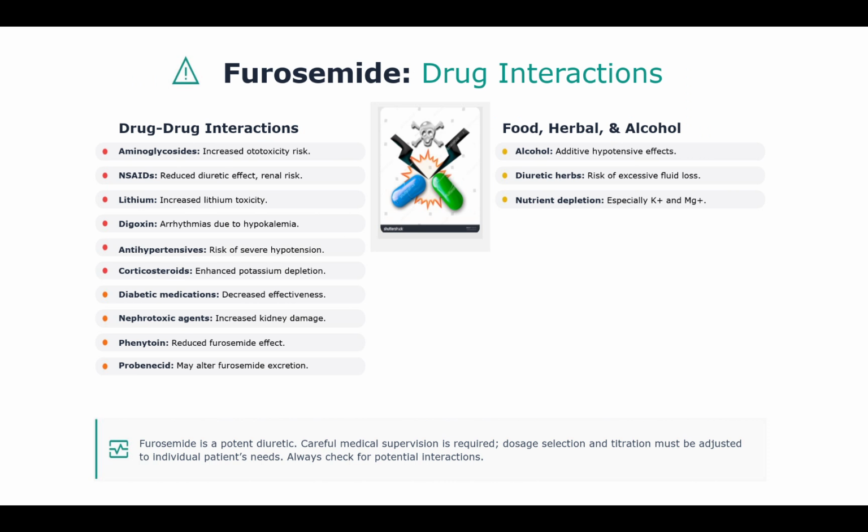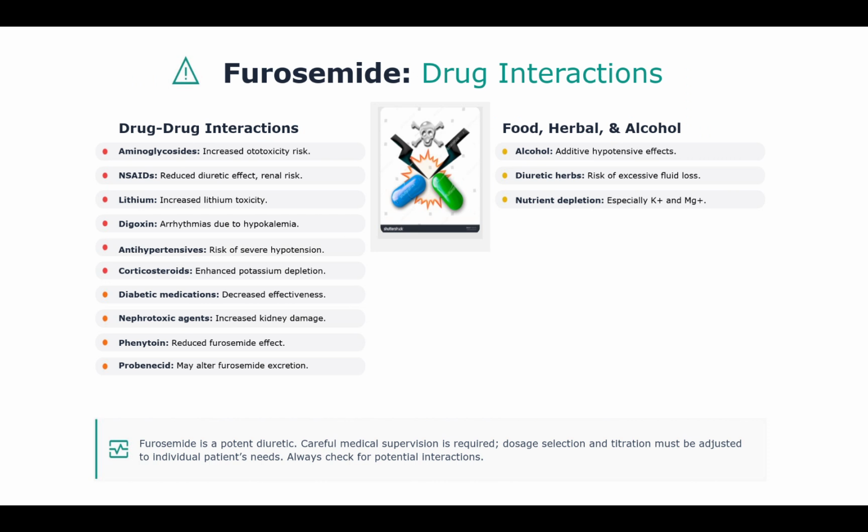Lithium: furosemide can decrease the renal clearance of lithium, leading to increased lithium levels and potential toxicity. Close monitoring of lithium levels is essential. Cardiac glycosides like digoxin: furosemide-induced hypokalemia can potentiate the toxicity of digoxin, significantly increasing the risk of cardiac arrhythmias. Antihypertensive agents: furosemide can enhance the effects of other blood pressure lowering drugs, potentially leading to severe hypotension.